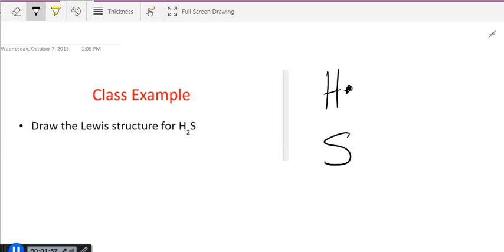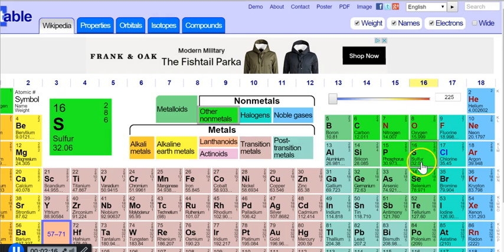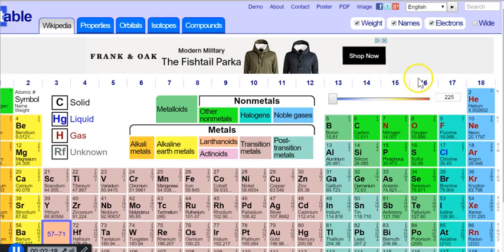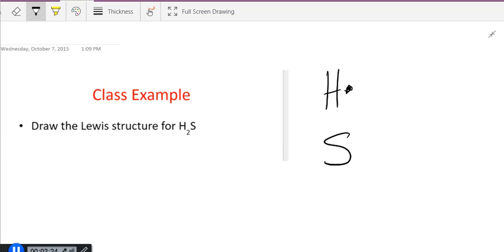Then I look at how many sulfur has. How many does sulfur have? It's right below oxygen. 6. It's in group 16. I can go to my periodic table, find oxygen, there's sulfur. They're both in group 16, so if I take away that 1, how many do they have? 6. So I can draw 6 around sulfur.